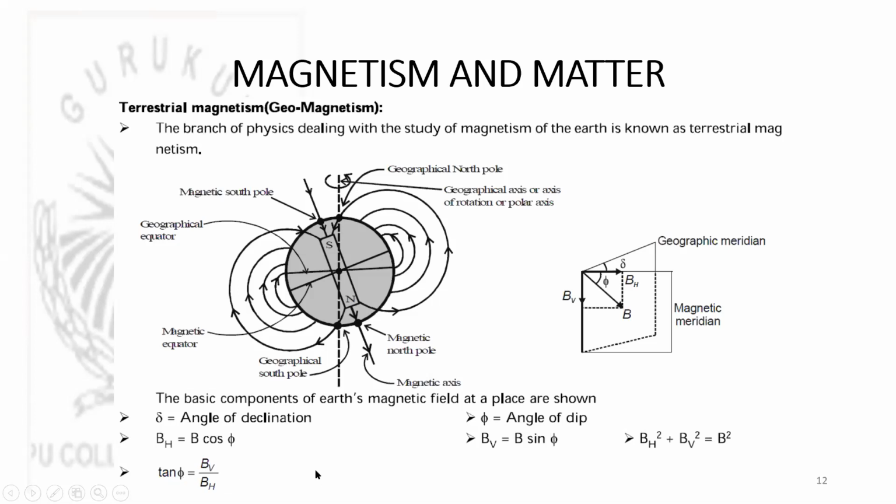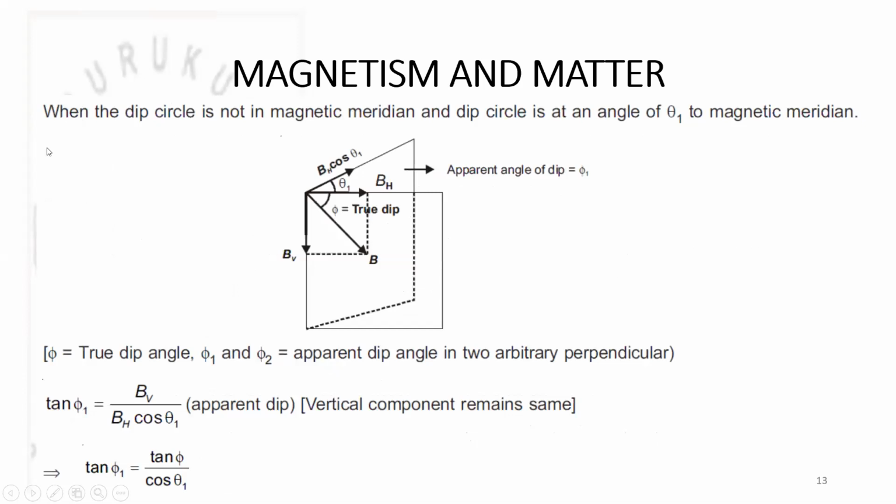In general, this inclination at any point is measured using a device known as a dip circle. Usually the dip circle will be kept in the magnetic meridian, and the inclination of the needle will give us the magnetic dip at that point. But if you are setting the dip circle not in the magnetic meridian, but in a plane making an angle of θ1 with the magnetic meridian as shown in this diagram, then originally this plane is the magnetic meridian.